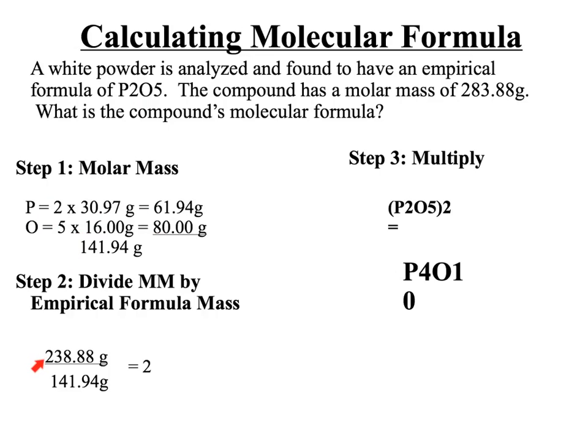Our total mass of the chemical compound is 238.88. Remember, we received that from our original problem. So we will take this 238.88, we will divide it by 141.94, our molecular mass of our empirical formula. And we get the number 2. We take this 2 and we multiply it times our empirical formula. So 2 times 2 is 4, 2 times 5 is 10, and we get a molecular formula of P4O10.